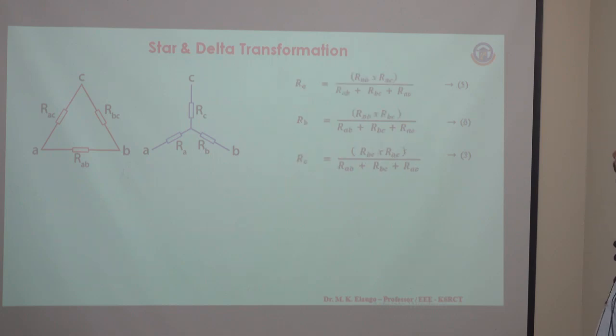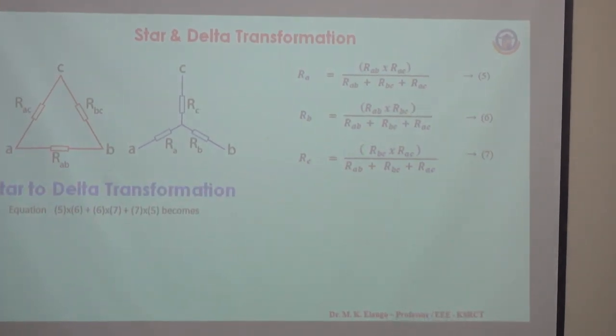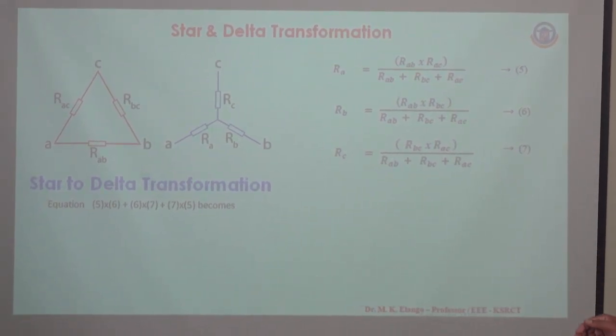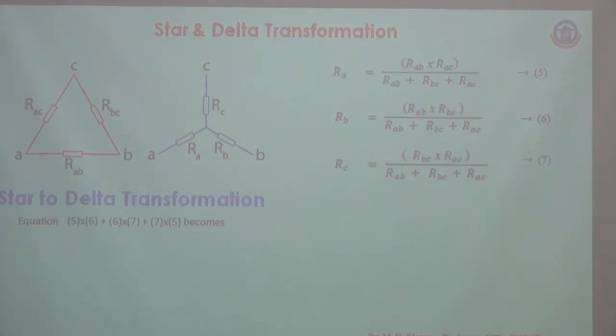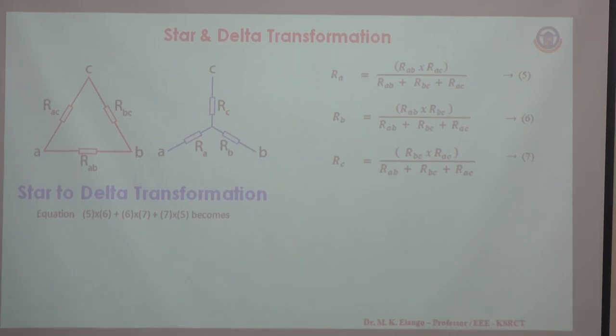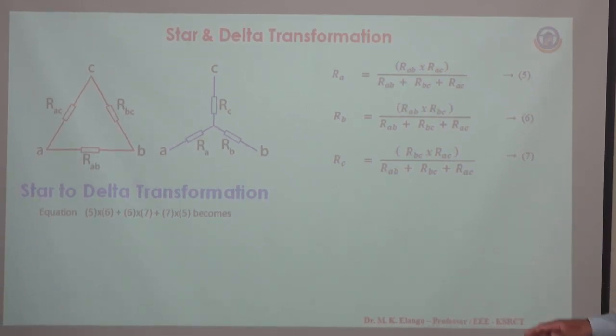Similarly, when we consider the star to delta transformation, we start from equations 5, 6, 7, which are the delta to star equivalent resistances. From these equations we obtain the star to delta transformation. Here we multiply equations 5 and 6, 6 and 7, and 7 and 5, and add all three combinations. So 5 into 6 plus 6 into 7 plus 7 into 5 gives RARB plus RBRC plus RCRA on the left hand side.